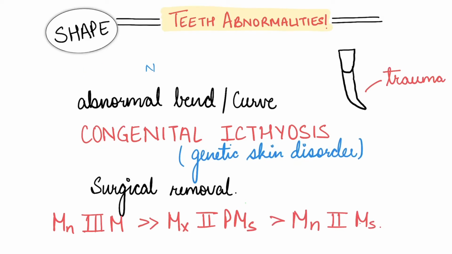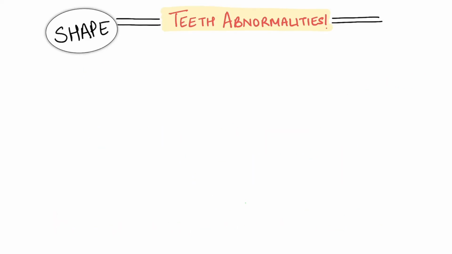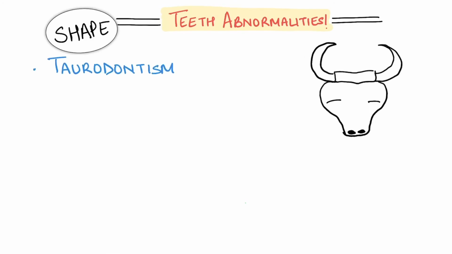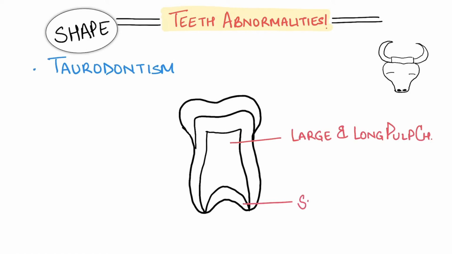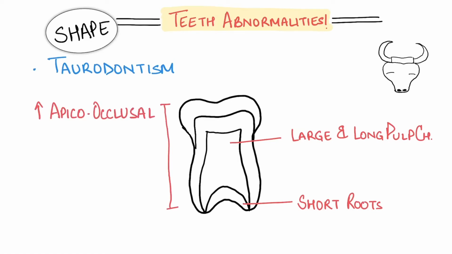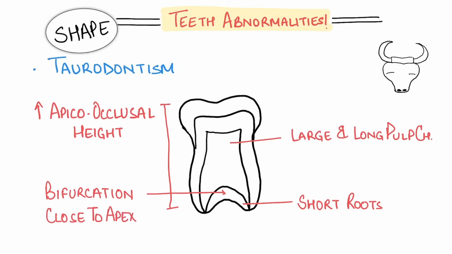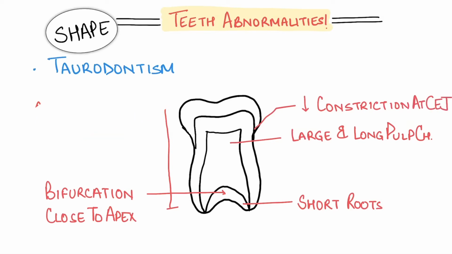The next variation of the shape, here we are talking about taurodontism, also known as bull-like tooth. So there is a problem with the pulp chamber here, and it is characterized by large and long pulp chamber. There are short roots. There would be an increased apico-occlusal height, and the bifurcation of the root would be very, very close to the apex. And generally it is seen there is a lack of constriction at the cemento-enamel junction. So it's like the elongated pulp chamber and very, very short roots.